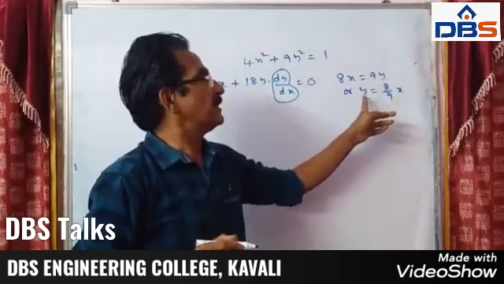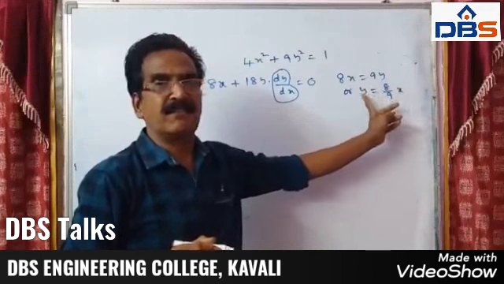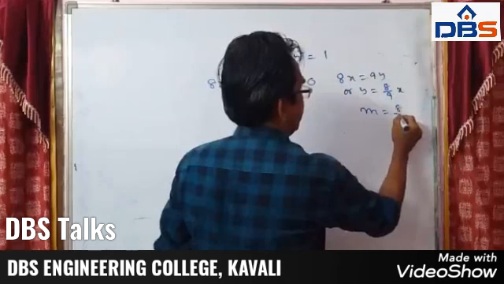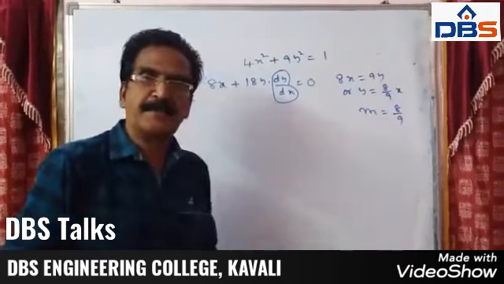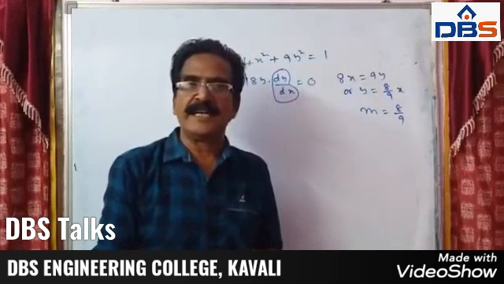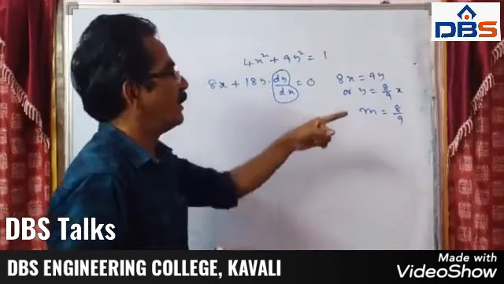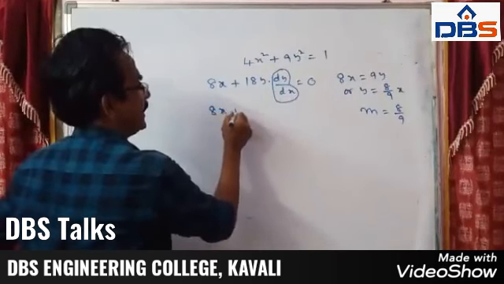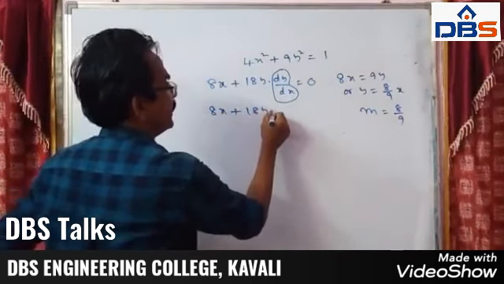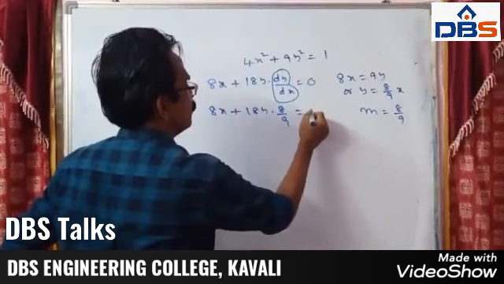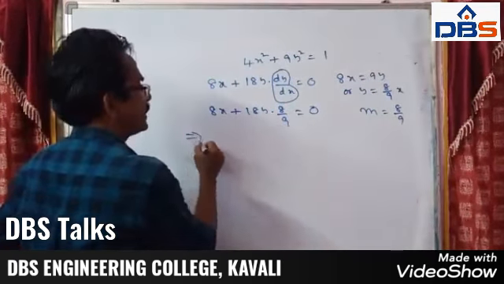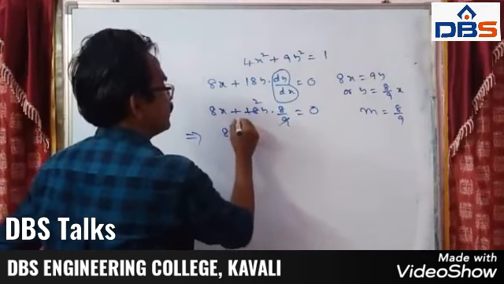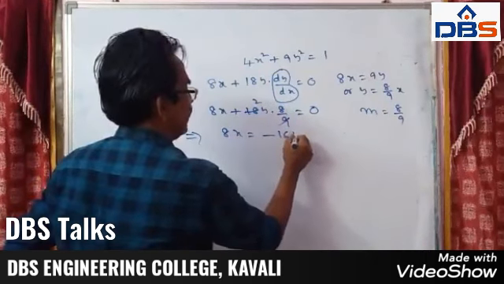This line is y is equal to mx. So what is the slope of this line? m is equal to 8 by 9. So here dy by dx means the slope of the line. So I am substituting that 8 by 9 here. What happens? Let us see. 8x plus 18y into 8 by 9 is equal to 0. It implies, 9 twos are 18, so 8x is equal to minus 16y.